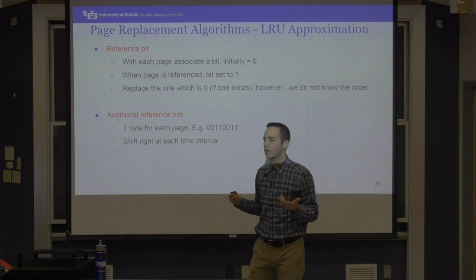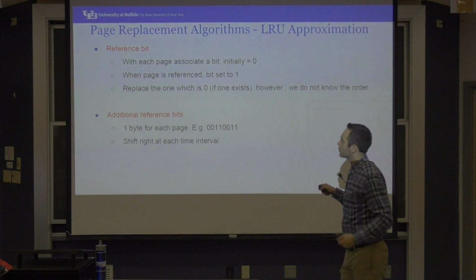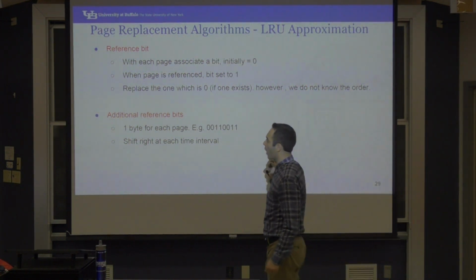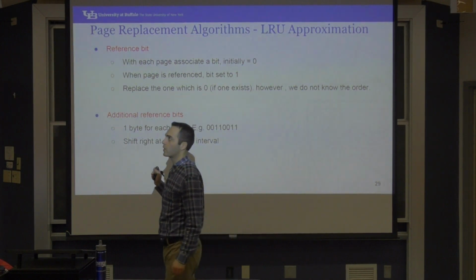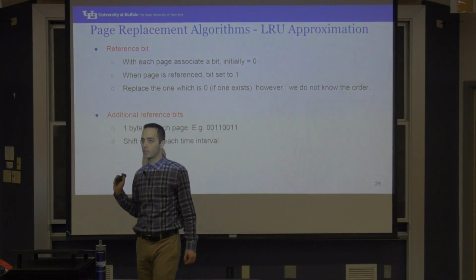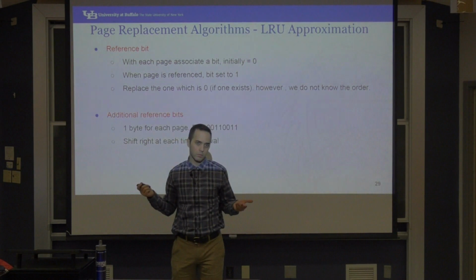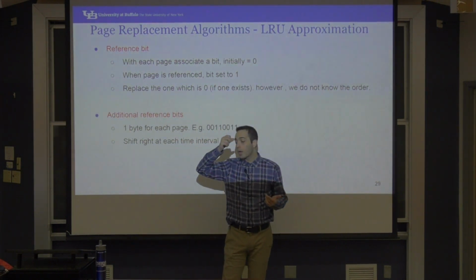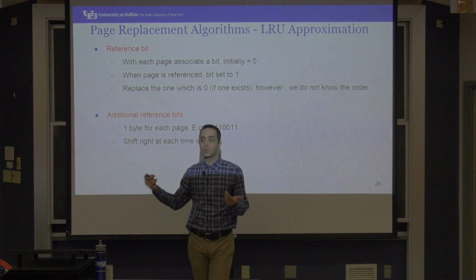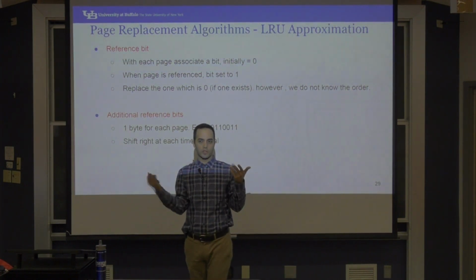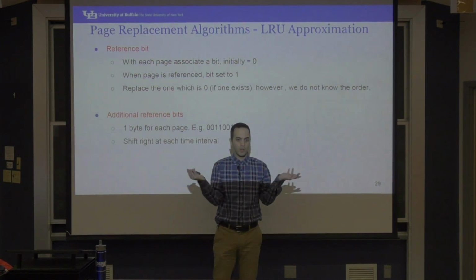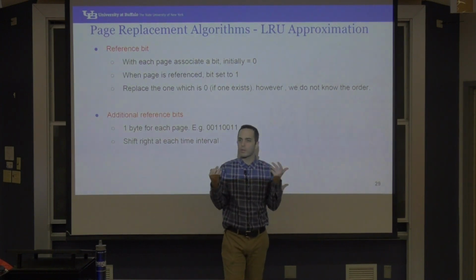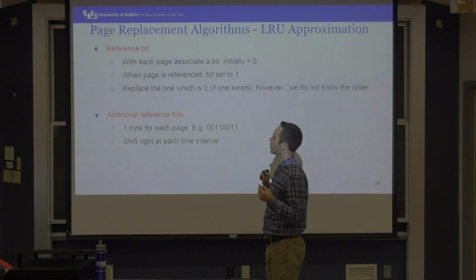But it's also not very clear. First of all, we do not know the order. So amongst the pages whose reference bit is 0, which one is older? Because that's supposed to be the victim, right? Or let's say all of the pages are accessed, so all of the reference bits turn to 1, right? So which one of them is older now? Which one of them is least used? We don't have that information.